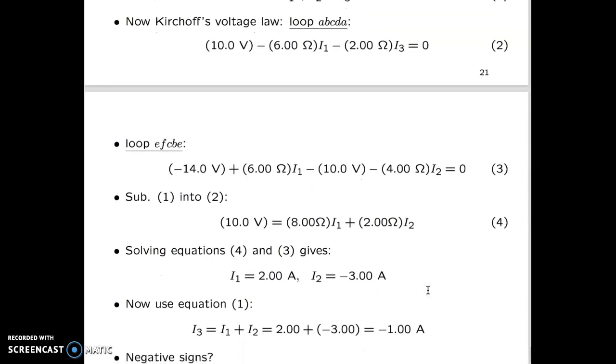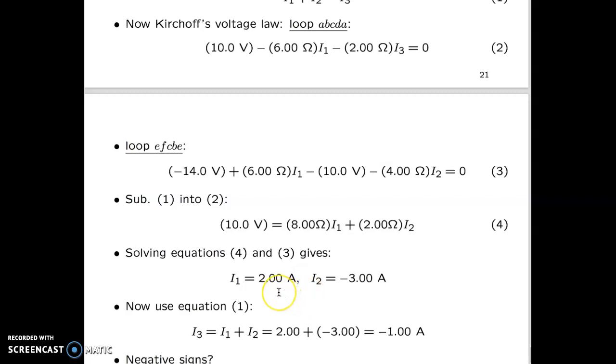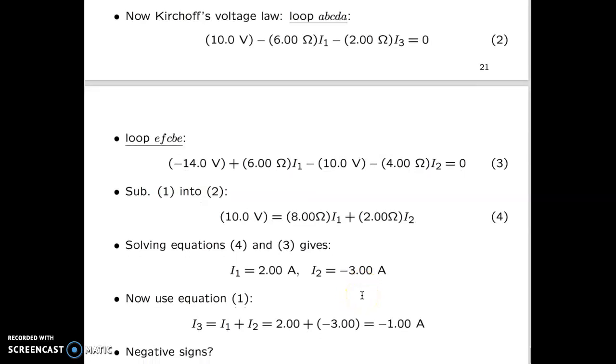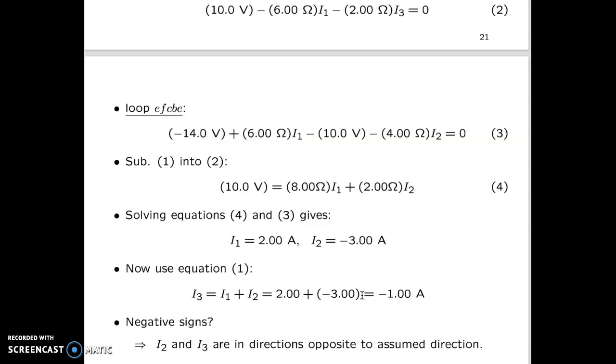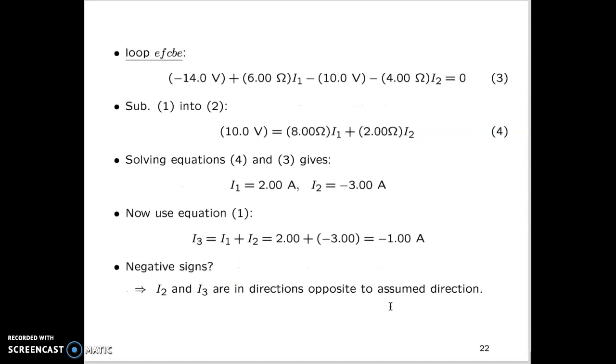And when you do, you discover that I1 is 2 amps. Positive, that means you guessed the right direction. Negative 3 amps for I2, you guessed the wrong direction. It's actually pointing in the other direction. Finally, now with I1 and I2, we can solve for I3 using equation 1. Add them together. This one is negative. You end up with negative 1 amp. Again, the negative sign means the current is actually flowing in the opposite direction.